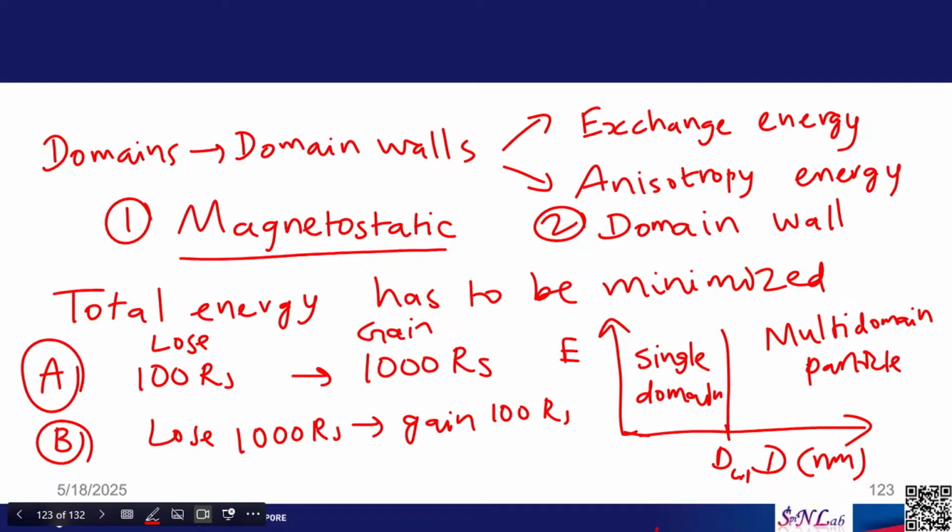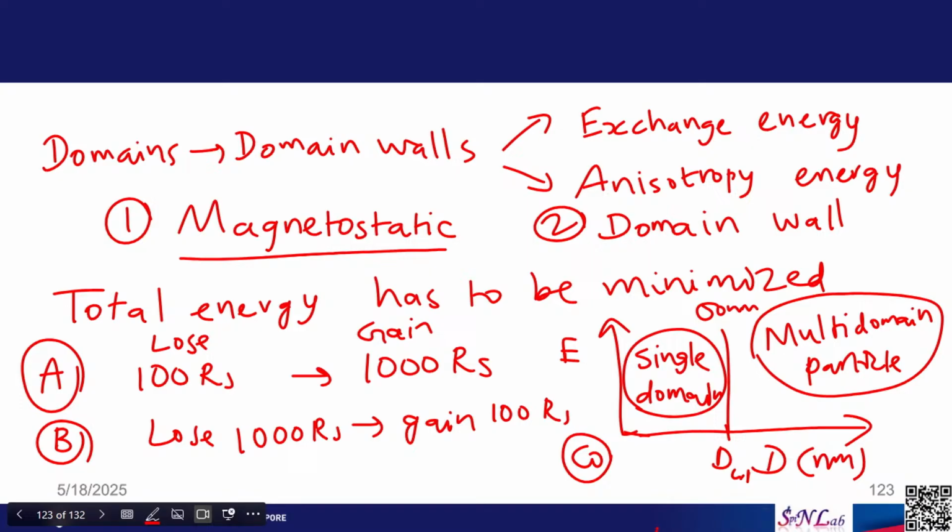So, for cobalt for example, the critical value is around 50 nanometer, roughly. Do not take this number for accuracy, somewhere about 50 nanometer and above. If you make a cobalt sphere, the cobalt sphere will have multi-domain. But if you make the same cobalt sphere to be of say 20 nanometer in diameter, then you will see that the cobalt sphere is a single domain.